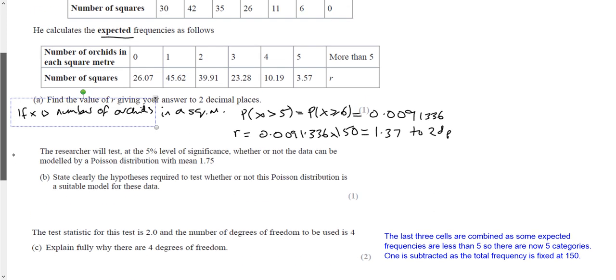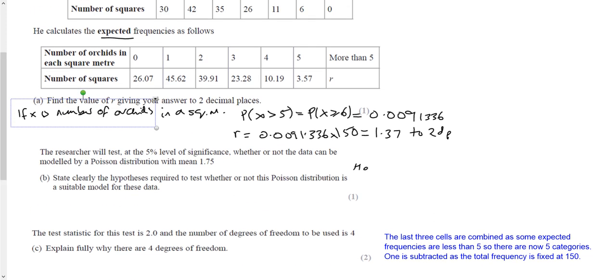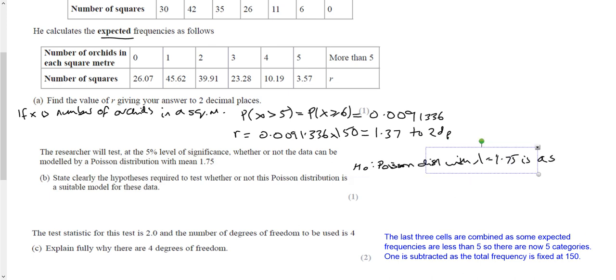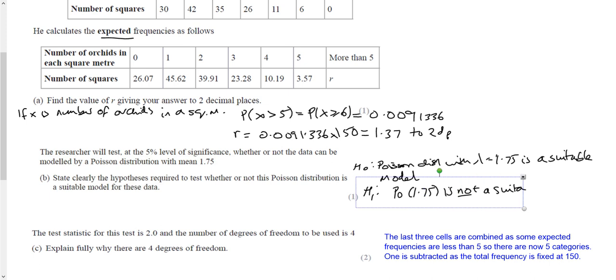Right, so now he's going to do his test, so we want the hypotheses. H0 is that a Poisson distribution with lambda equals 1.75 is a suitable model. Our alternative is that Poisson 1.75 is not a suitable model. Remember, you could always shorten this.